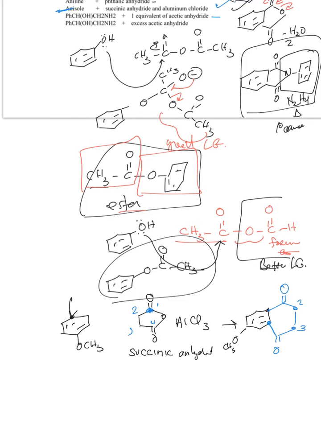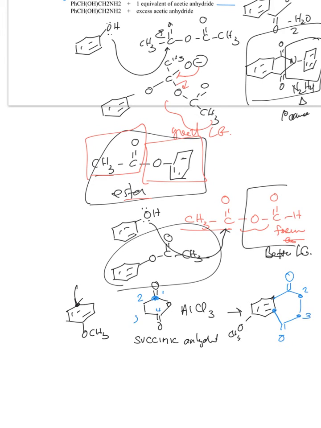Okay, here we have one equivalent of acid anhydride with this compound here. So let's look at it. We have phenyl, CHOH, and then CH2, NH2. So this is an ethanol. It's called an ethanolamine. Okay, we got 2 carbons here.